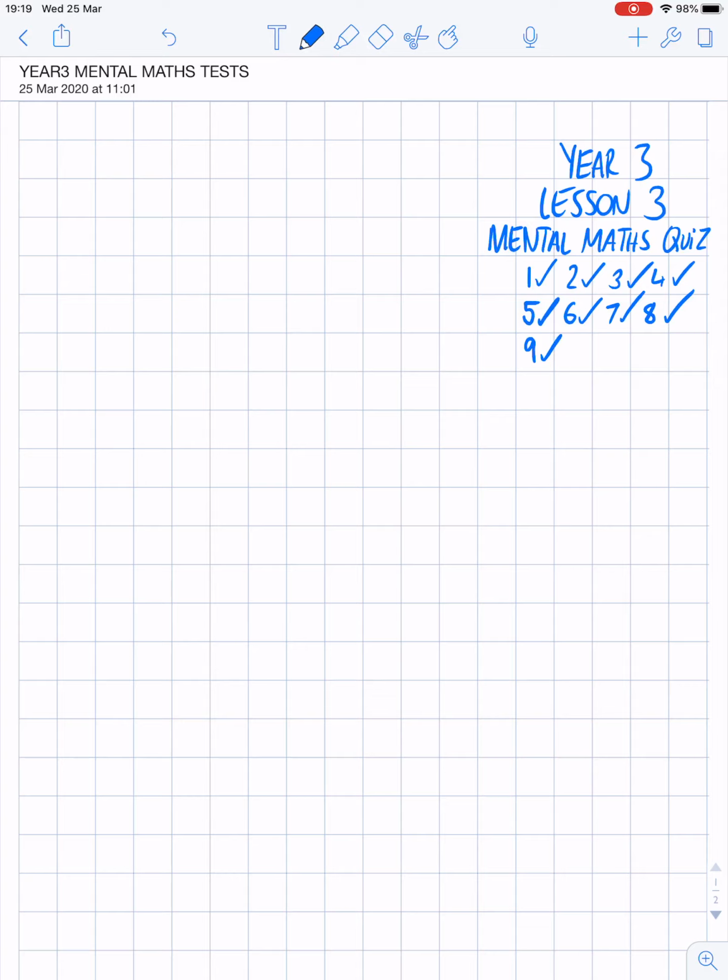Question 10. I'm going to write down 3 numbers, and I want you to write down the correct one of those that is an answer in the 6 times table. So which one of those 3 numbers is in the 6 times table? And then write the answer down for number 10. Question 11. What do I divide 25 by to get the answer 5?